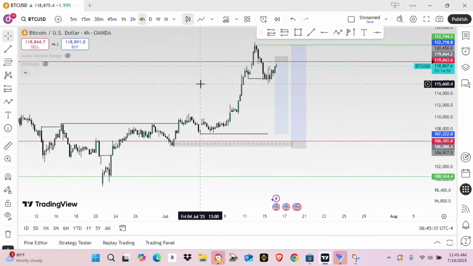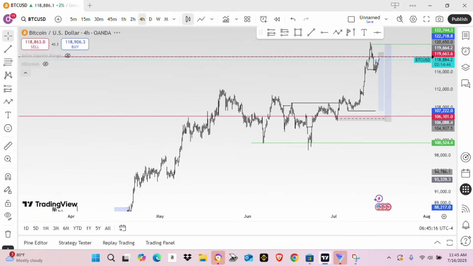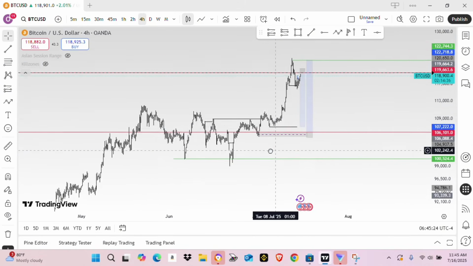So sorry, on the 4-hour time frame. On the 4-hour time frame, you understand that we just shifted structure to the upside. So we are still bullish, but we just shifted structure. Why? Because we have a little trend here that made it look like we shifted structure to the upside.